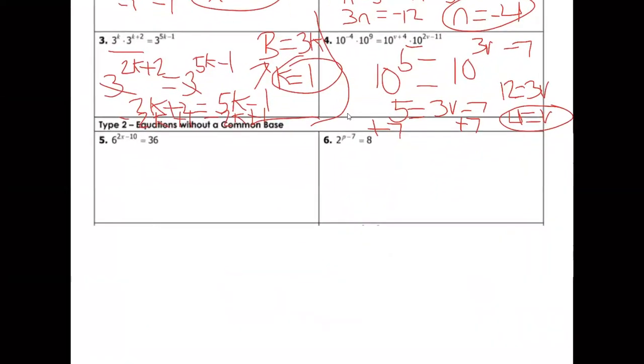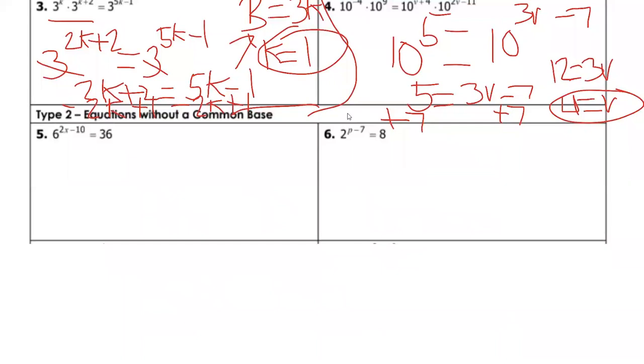But for example, so this number 5. Keep in mind, this is really 36 up to the 1st. I can't just cross out my bases because they're not the same. But is there a way I can write them with the same base? You might want to ask yourself if there's a base I could write something up to something that equals 6 and something up to something that equals 36. So for example, in this problem, if I just keep this 6 as my base, I could rewrite 36 as 6 up to the second power. So now these have the same base.